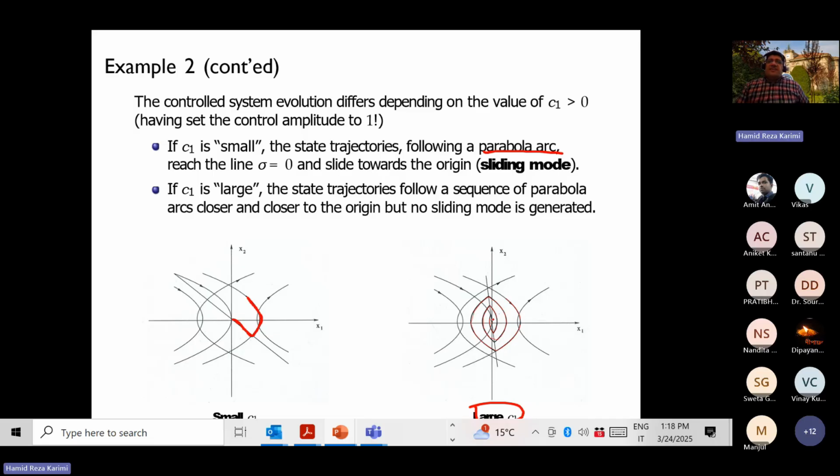So this means that if the C1 becomes bigger, you don't see any sliding motion or chattering. They move onto different parabola arcs, become closer to the origin, and then converge to the origin. So this is another behavior of the system.